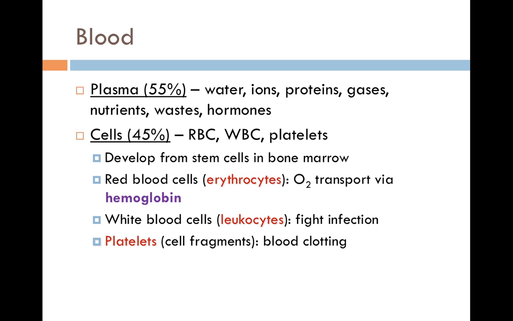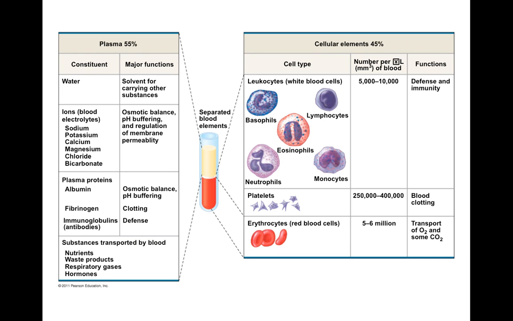Red blood cells are called erythrocytes. They help transfer O2 with hemoglobin. That's pretty much their only role. White blood cells, remember, fight infection, and then platelets help in blood clotting. Your blood has a very finite concentration of each of these things, and if you're missing one, that's where some issues can arise with blood diseases, they call them.